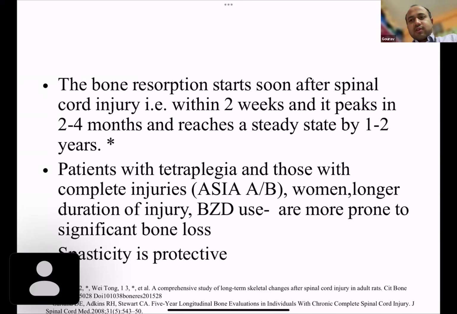And the bone resorption starts soon after the spinal cord injury, as soon as within 2 weeks, and it peaks in 2 to 4 months, and it reaches a steady state by 1 or 2 years. And patients with tetraplegia and those with complete injuries, ASIA A, ASIA B, women, longer duration of injury, and benzodiazepine use are more prone to have significant bone loss and osteoporosis. And spasticity is a factor which is protective from the bone loss.